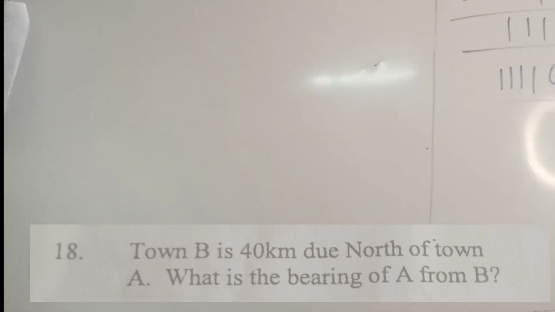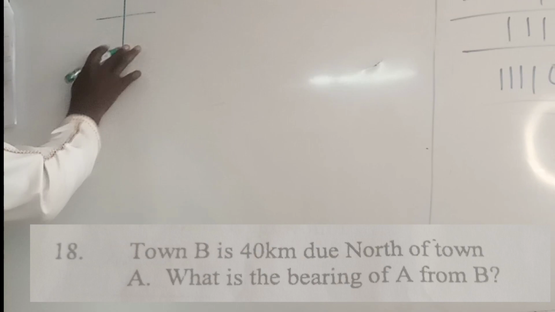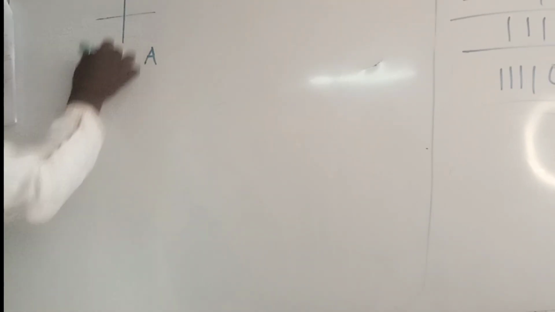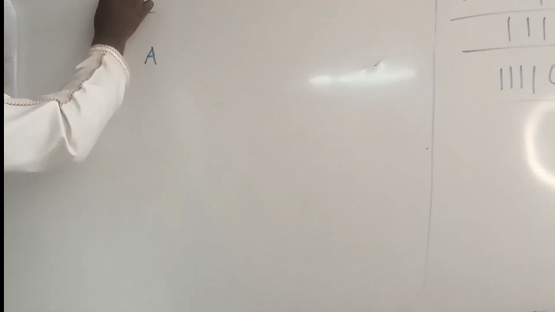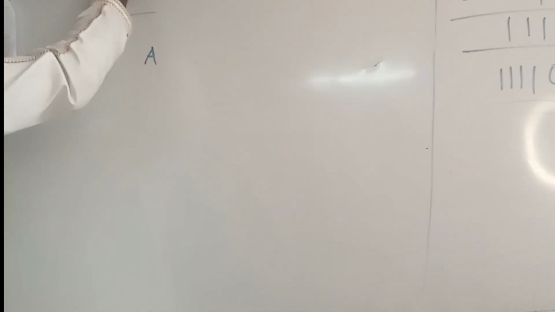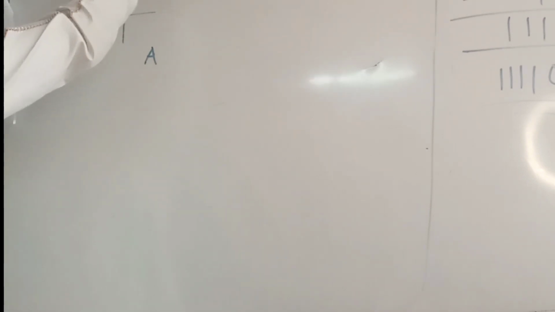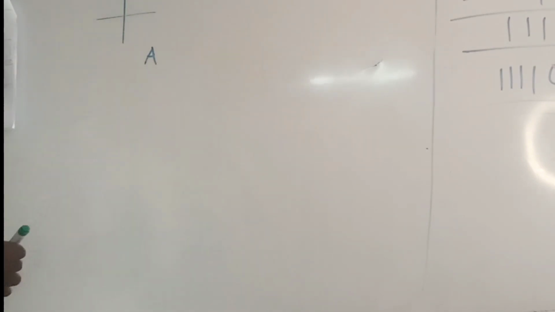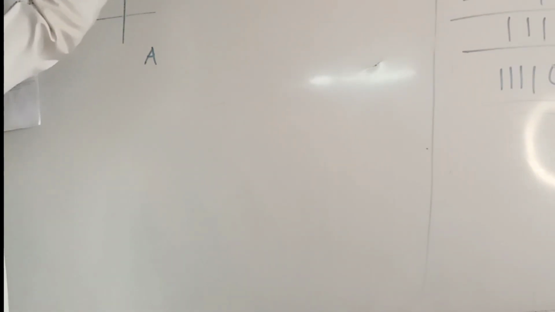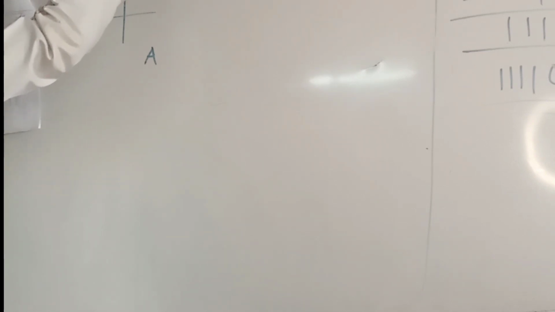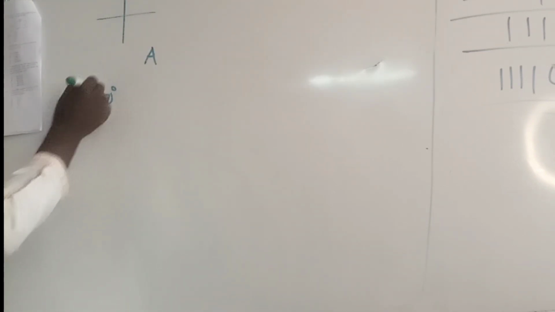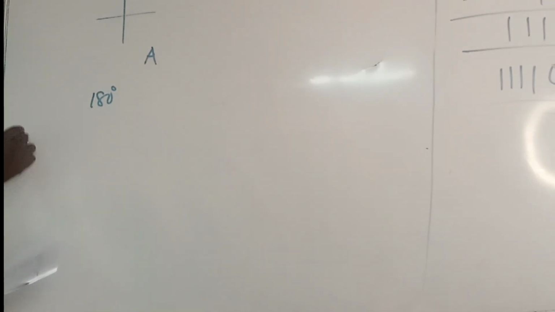Town B is 40 kilometers due north of town A. This is town A here. This is north of town A. Town B is directly at the north of A. How many kilometers? 40 kilometers. This is town B. So the question now is, what is the bearing of A from B? So we start from the north pole of B and move towards this. That is what? 180 degrees. That one is straightforward.